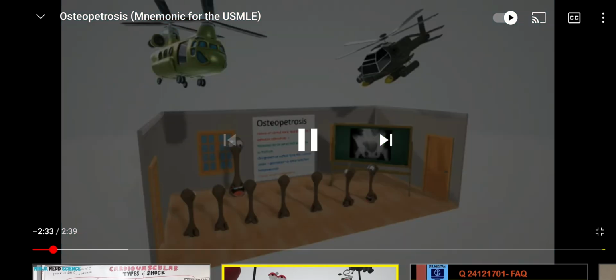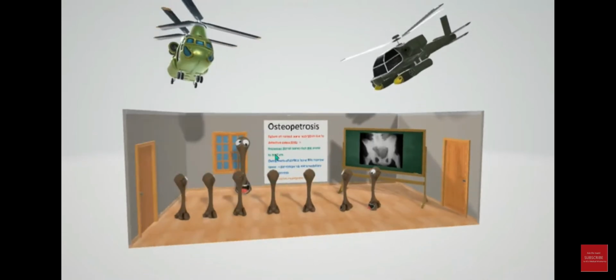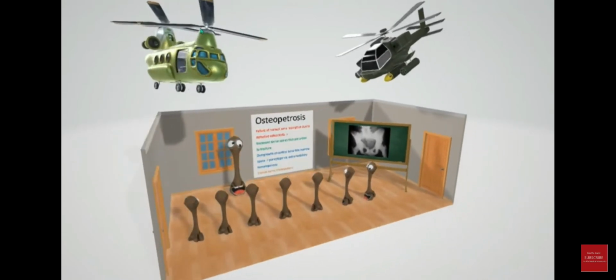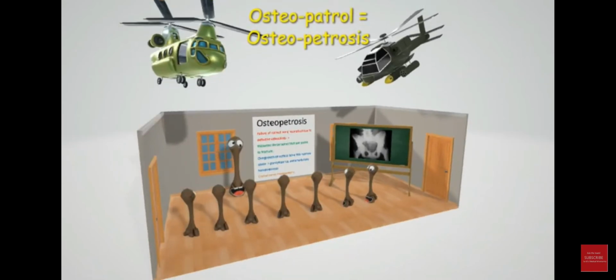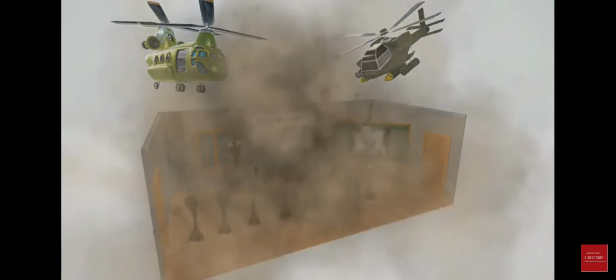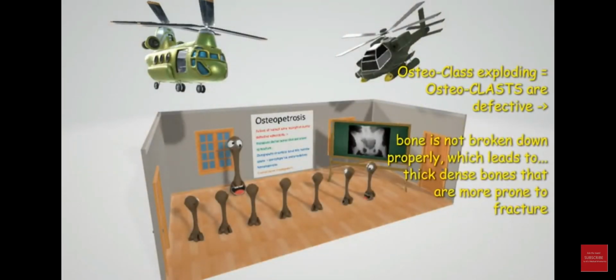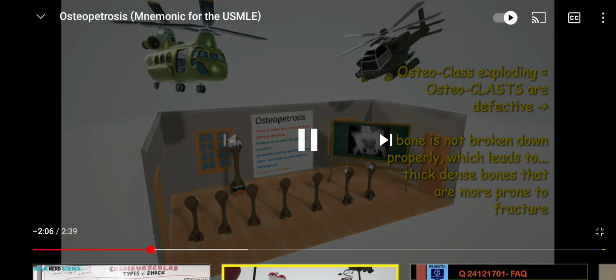Osteopetrosis, represented by the osteopetrol. These are the patrol up here. They patrol the osteos. Osteos are bones. Here are the bones down here, and these helicopters patrol and make sure they're okay. So osteopetrol for osteopetrosis. What's going on over here is that there's an osteoclast over here. The bones are having their class over here, and they want to get protected. This class, however, is going to be destroyed. It's going to explode.